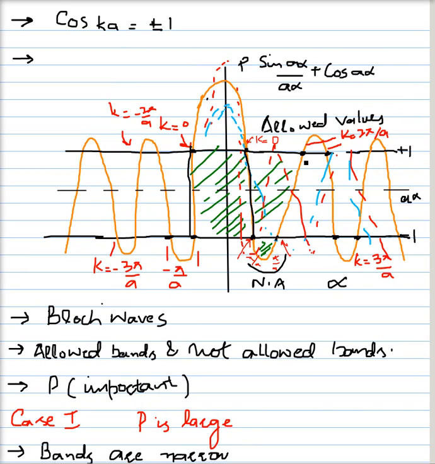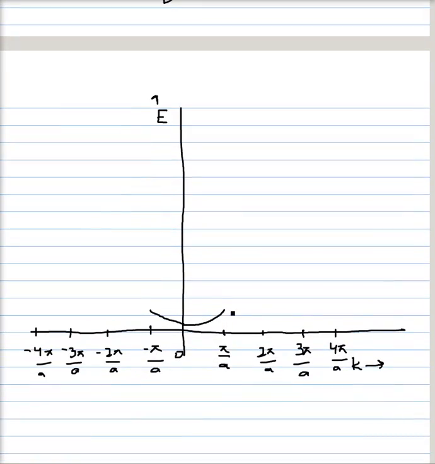Then from pi by a to 2 pi by a, we have a solution and the wave looks like this. Then at 2 pi by a, we have a discontinuity. Then from 2 pi by a to 3 pi by a, we have some energy. Then we again have a discontinuity at 3 pi by a, and then we have the allowed energy from 3 pi to 4 pi.